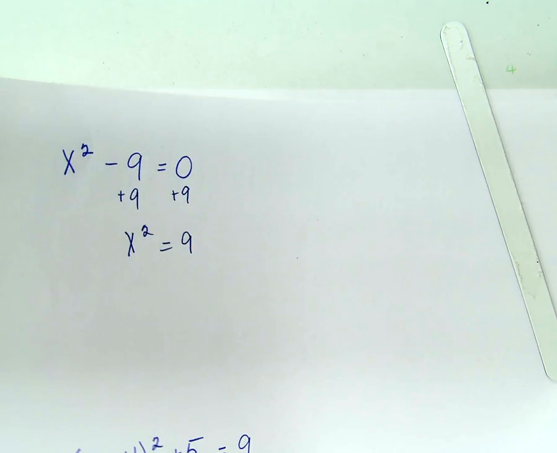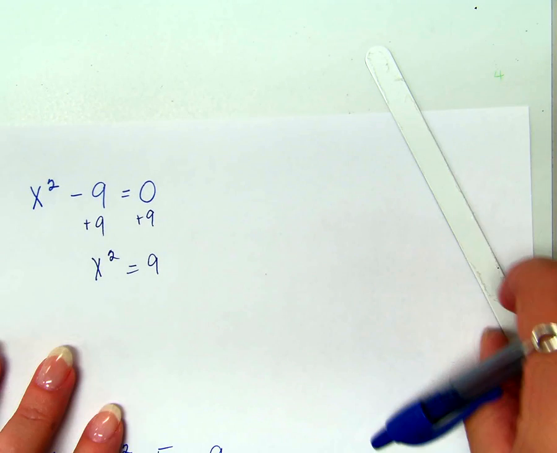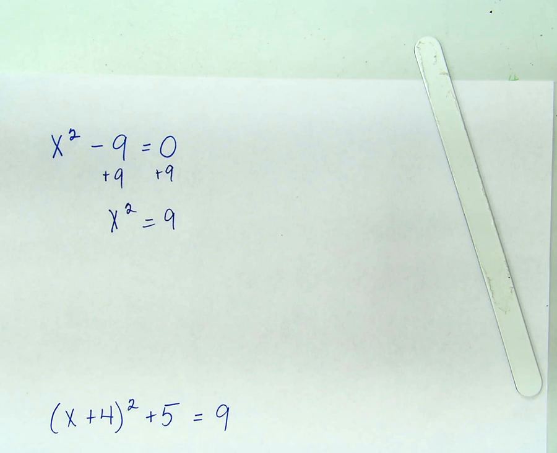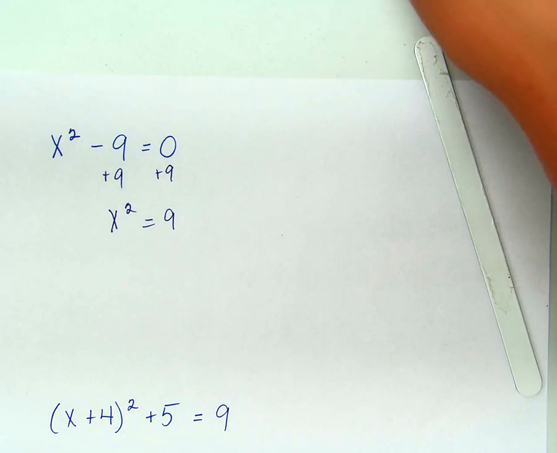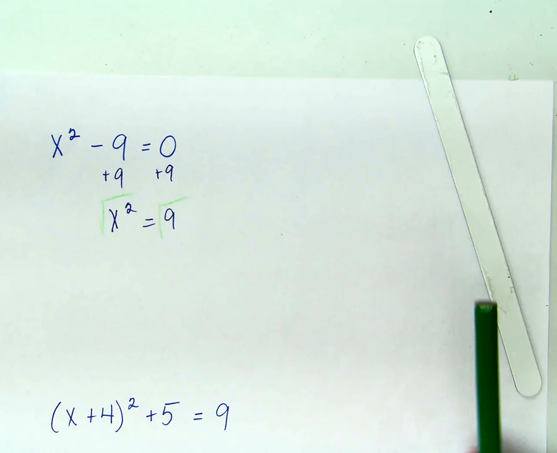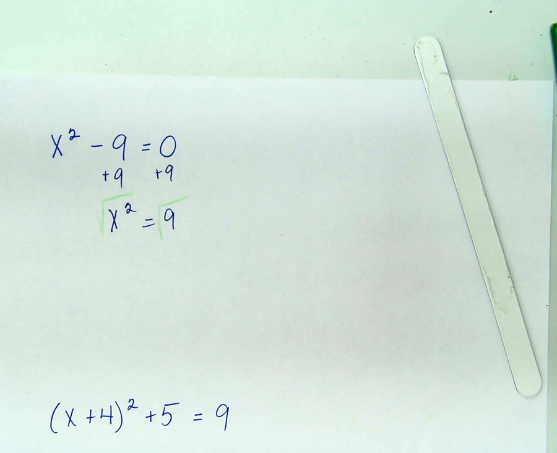So we have x squared equals 9. Now, I'm afraid we're about to get into an argument, so I'm just letting you know that before we get there. Okay? So what do you think we would do from here? Square root. You think we would square root both sides? Yes. If I square root both sides, what do I end up with on the left-hand side?